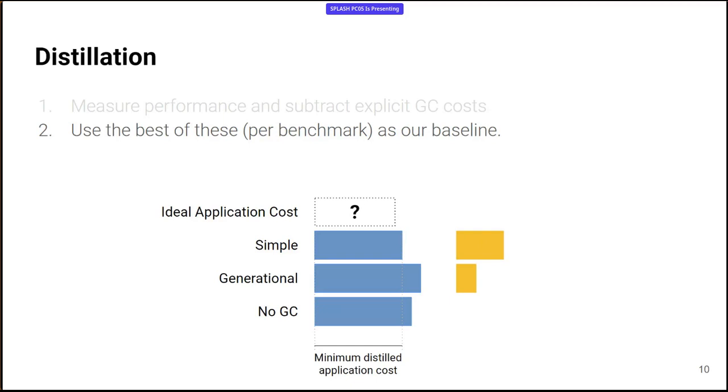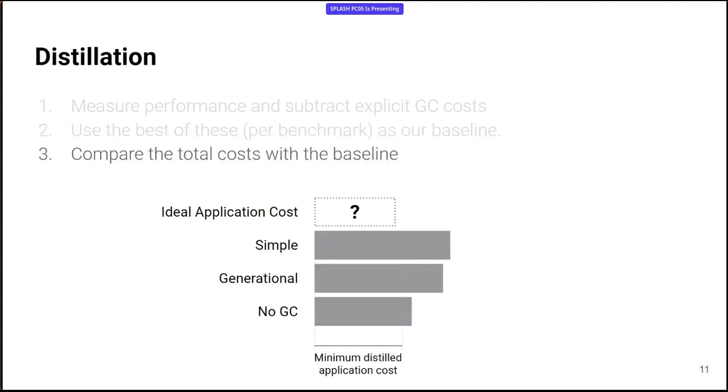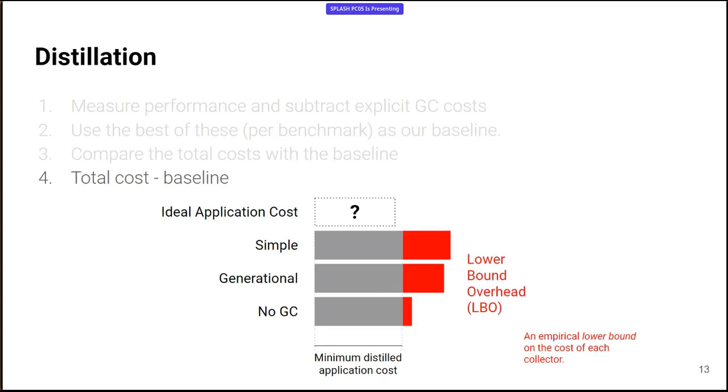Okay, so click. All right, what I've illustrated here is the minimum distilled cost. That's the smallest one that we found. Then we can subtract away the minimum distilled cost from the total cost and say that this is the lower bound overhead of this collector. This is what we call the LBO, lower bound overhead. Because the minimum distilled cost is an upper bound on the ideal GC, the difference is a lower bound on the cost. So when you see that red thing, it's costing you at least this much. It's a lower bound. It's costing you at least as much as what you see in that red bar.